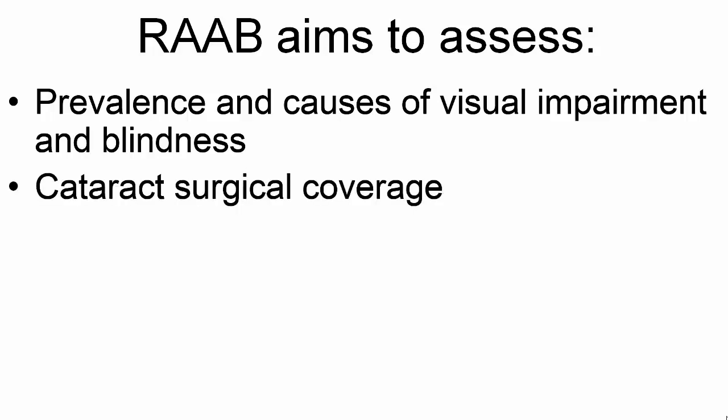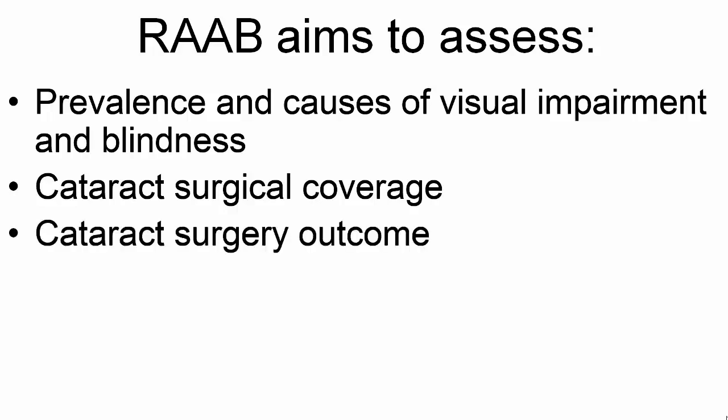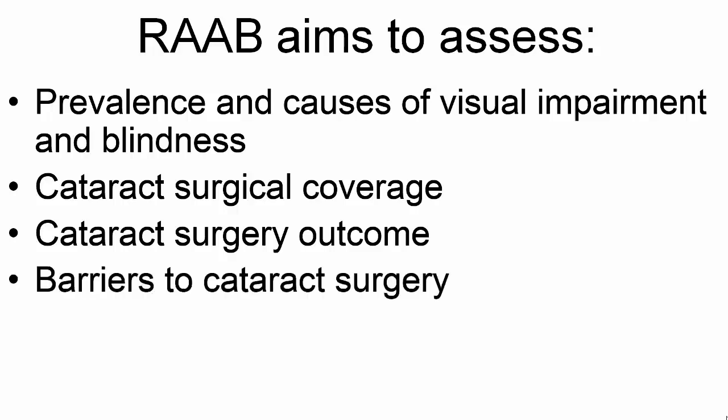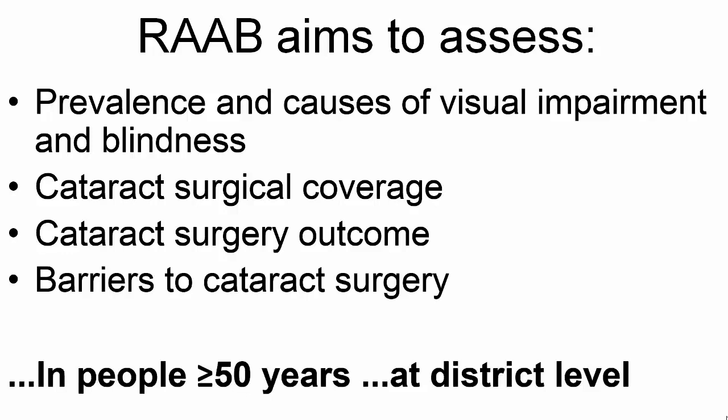They also collect a number of pieces of information on cataract, given that this is the leading cause of blindness in this age group. So RAABs assess cataract surgical coverage, the visual outcome from cataract surgery among people who have been operated, and the barriers to accessing cataract surgery. And all this data is collected for people aged over 50 years and typically at district level.